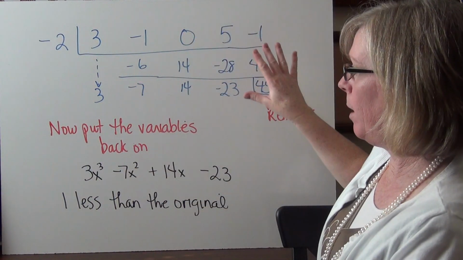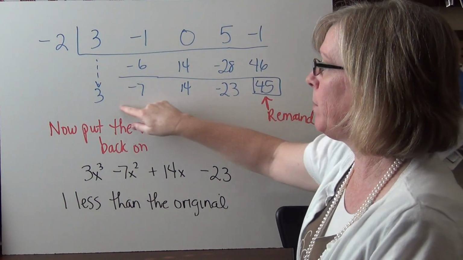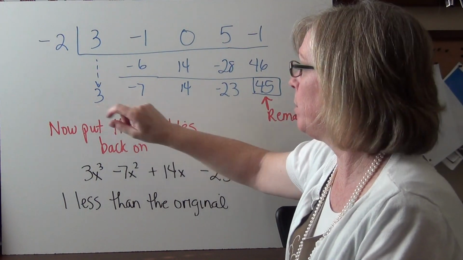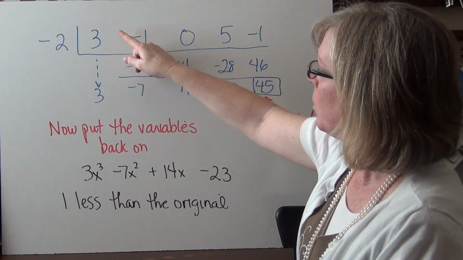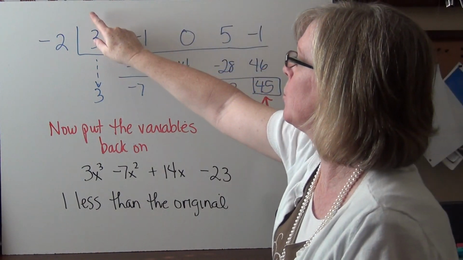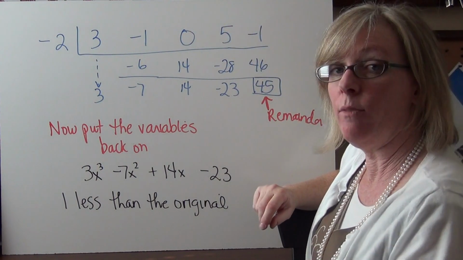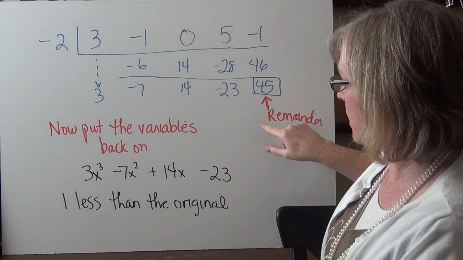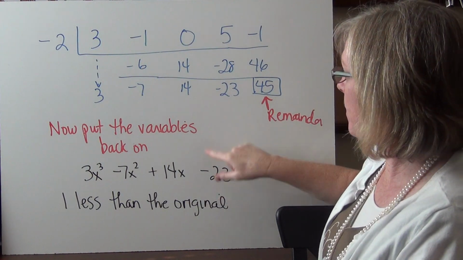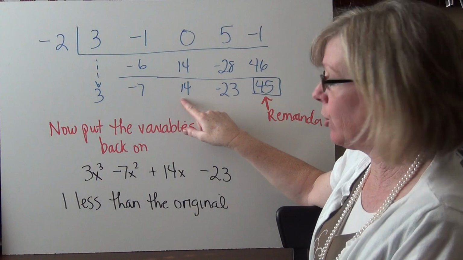This is the same problem. Now what we do is we take these bottom numbers that we found and we put them back in with variables. We know we had 5 numbers up here, so this is to the fourth, to the third, to the second, to the first, and none. We're going to have 1 less there. So we knew that this last number is our remainder. That means this number is our constant. This must be our x term.